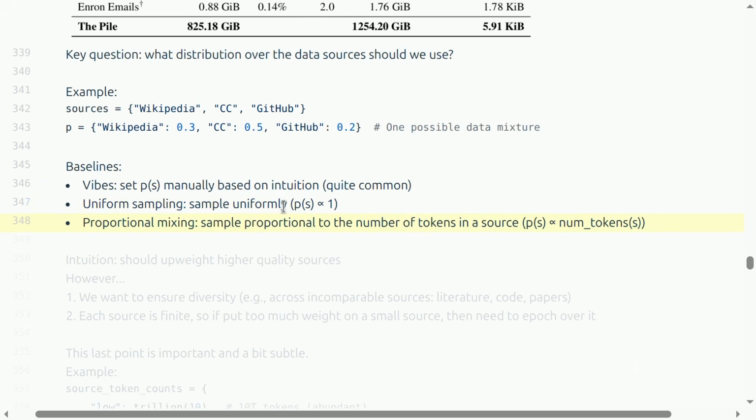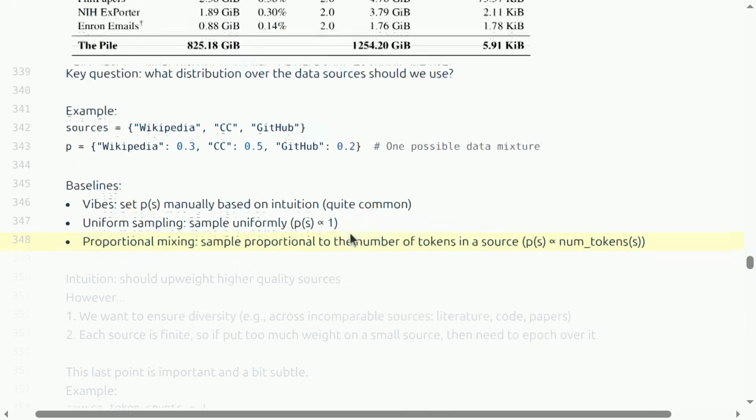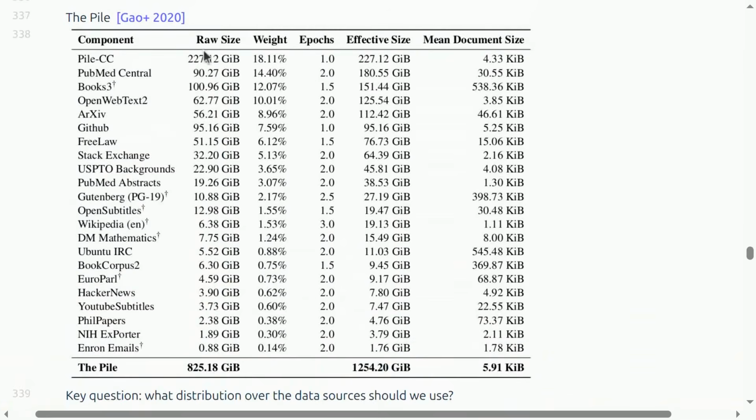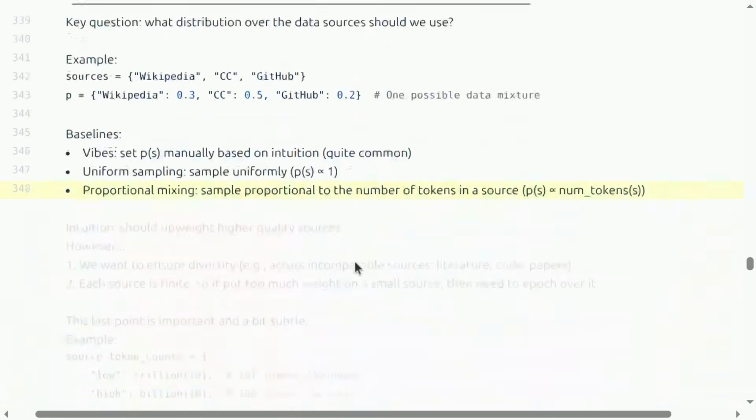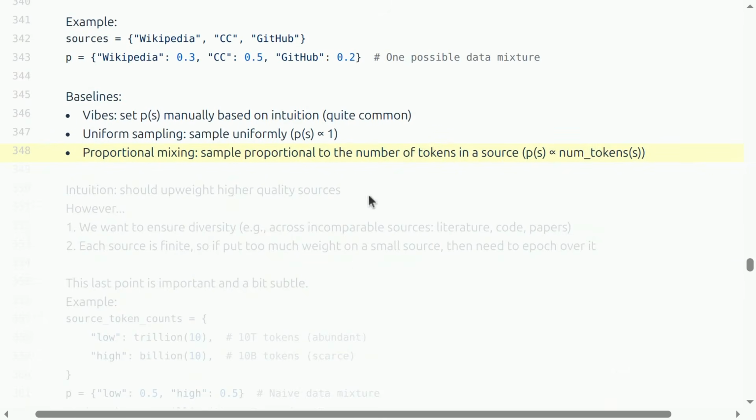You can also do proportional mixing, which is that you sample proportional to the number of tokens in a source. So if you have a data set with more tokens, then you put a higher weight. So this is also generally a rational thing to do, but you might worry that if you have a huge low quality data set, that's going to eat up a lot of your tokens. So this doesn't seem quite optimal either. So intuitively, you should upweight your higher quality sources.